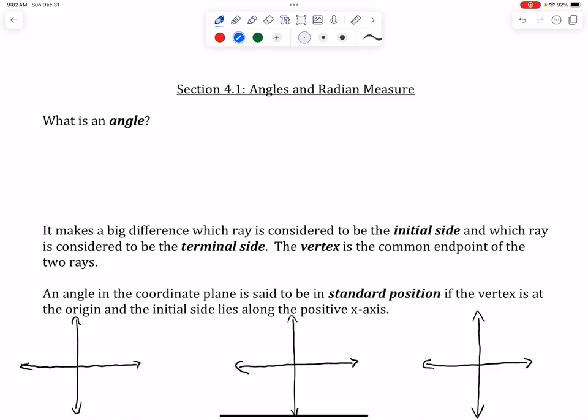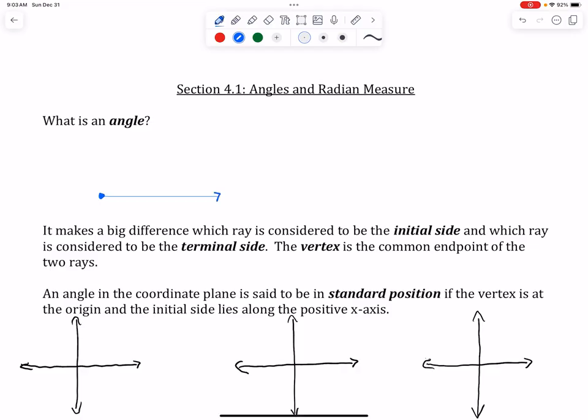In our first section, we're going to define a lot of the terms that we're going to be using throughout this course. First, we're going to build up the idea of what an angle is and how to measure it. Now, the term ray refers to a part of a line that stops at a point on one side and keeps going on the other side.